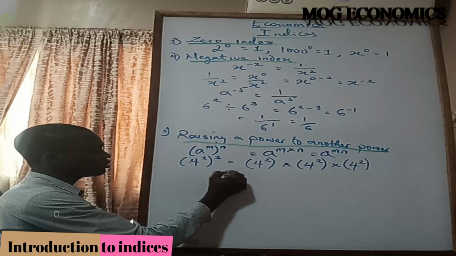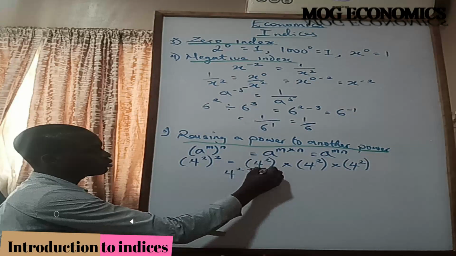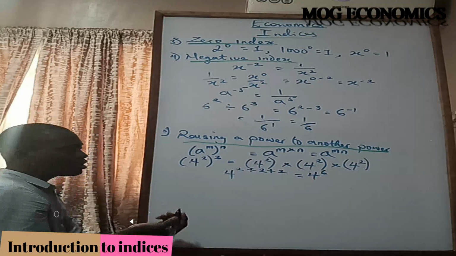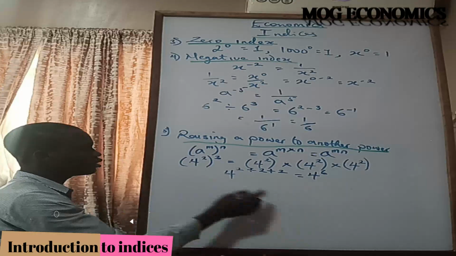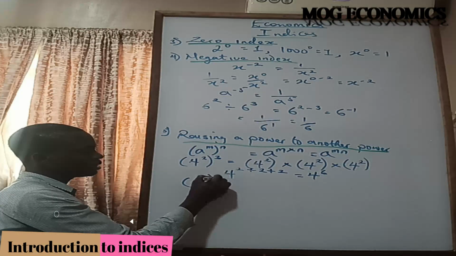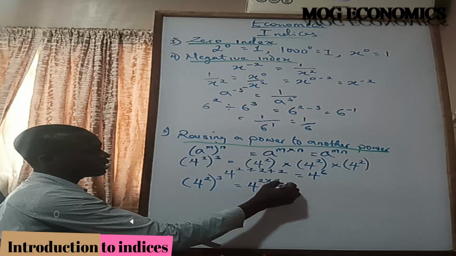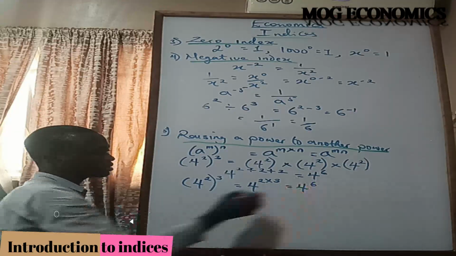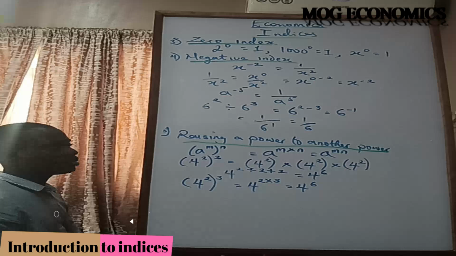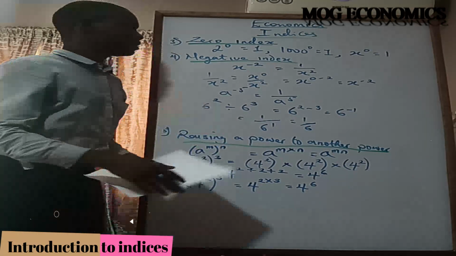So I'm going to have 4, then I can take all of the 2's: 2 plus 2 plus 2. That gives me 4 raised to power 6. So how does this rule apply? Instead of going all this long way, I don't need to do that. 4 raised to power 2, then multiplied by 3, is basically 4 raised to power 2 times 3, and this gives me 4 raised to power 6. So that's how you work out raising a power to another power. I want to believe that is clear for now.